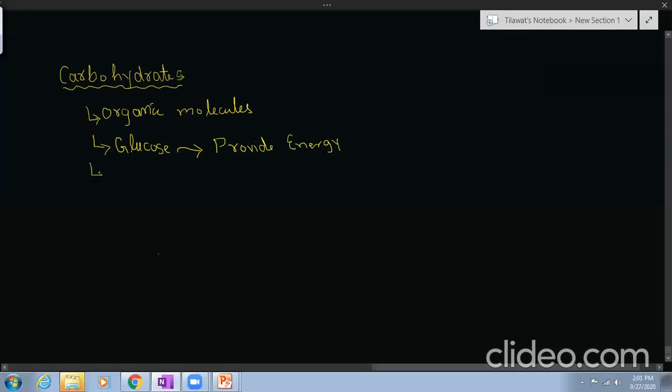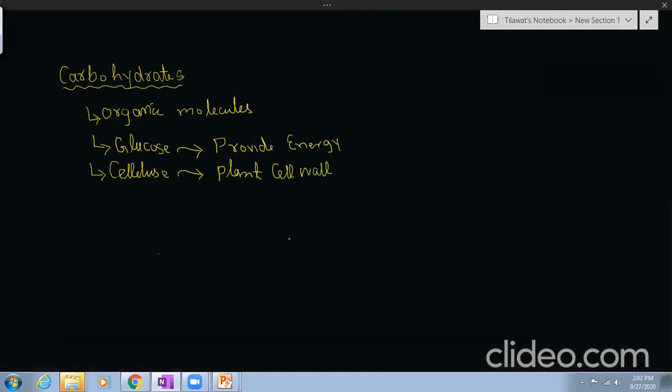Second, carbohydrates also play an important role in structure formation, like cellulose. It's a carbohydrate. It's the component of the plant cell wall. Is it okay?